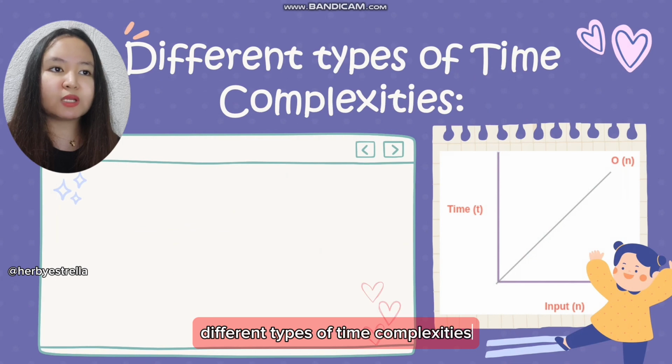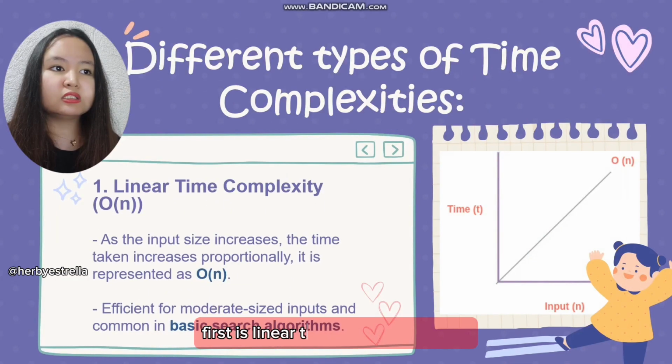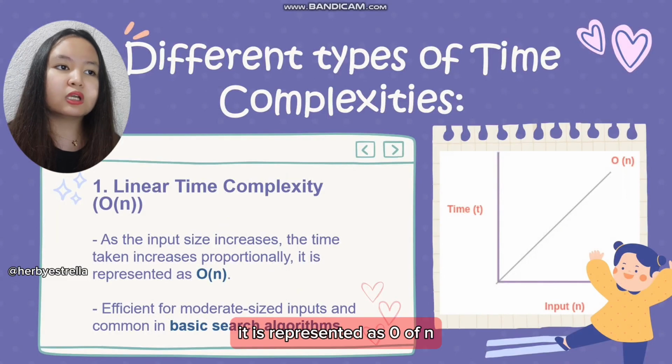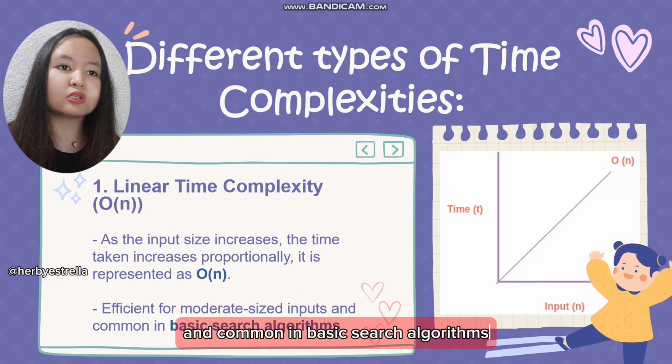Different types of time complexities. First is linear time complexity, O of n. As the input size increases, the time taken increases proportionally. It is represented as O of n, efficient for moderate size inputs and common in basic search algorithms.